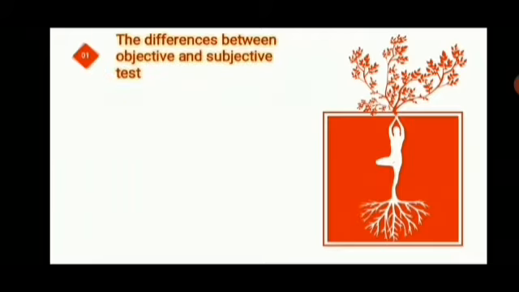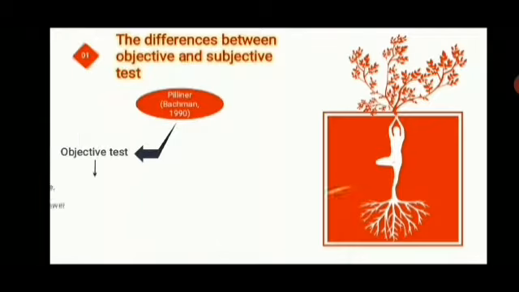Now let's move to the first topic. Number 1, the differences between objective and subjective tests. According to Pilliner in Bachman 1990, he pointed out an objective test as a test which has concrete, provable, and straightforward answers. An objective test can also be called a test which has a right or wrong answer. The examples of objective tests are true or false, matching, multiple choices, and short answer.